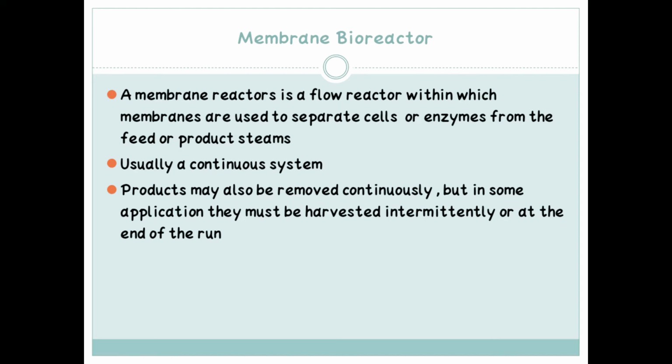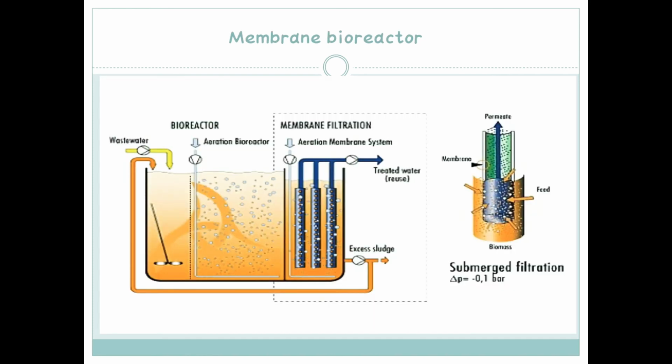Membrane bioreactor. This is the second type of bioreactor. These are flow reactors within which membranes are used to separate cells or enzymes from the feed or product stream. It is usually a continuous system. Products may also be removed continuously, but in some applications they must be harvested intermediately or at the end of the run. This is the image of a membrane bioreactor.